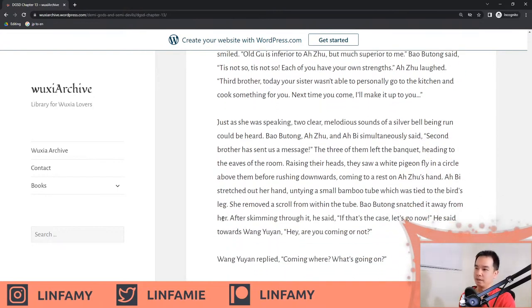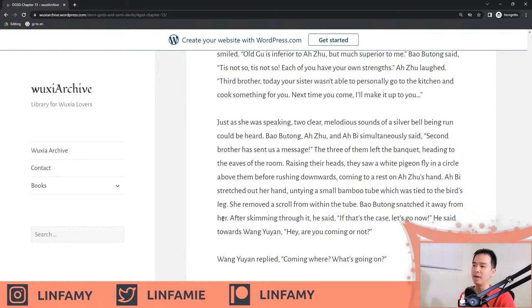Just as she was speaking, two clear, melodious sounds of a silver bell being rung could be heard. Bao Butong, Aju, and Abi simultaneously said, "Second brother has sent us a message." The three of them left the banquet, heading to the eaves of the room.